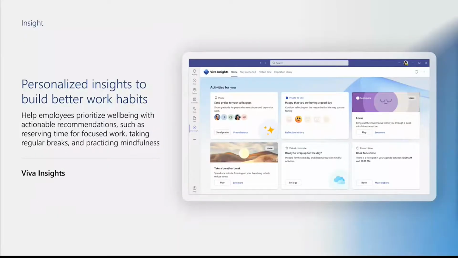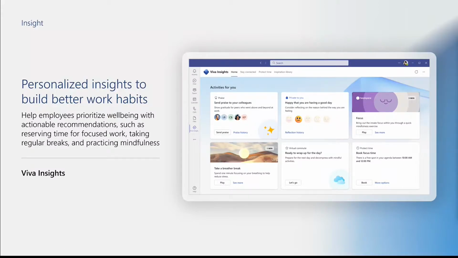And in terms of insights, this is something that we get every day, and we're starting to get the emails that come through with this as well. So it's about sending activities for me to do. So should I take a breather break? Should I make sure that I book some focus time so I've got time so that I can actually spend time on things that I need to do?